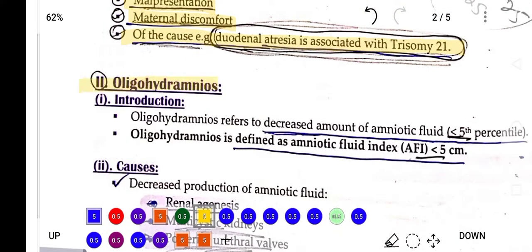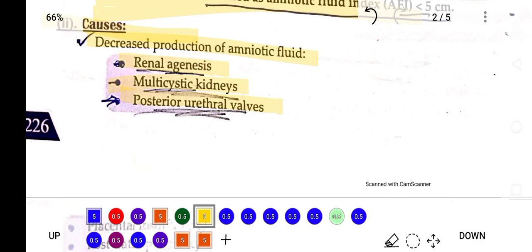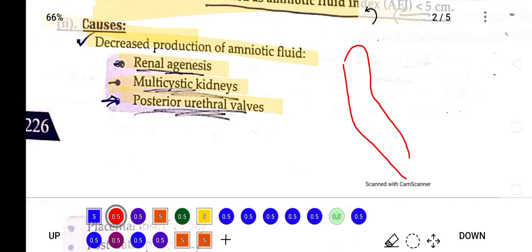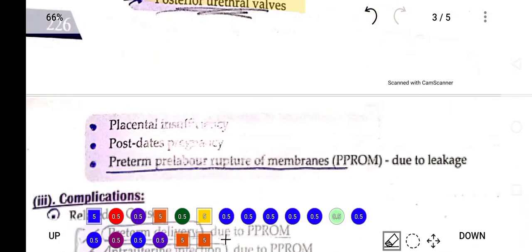Another condition is oligohydramnios, in which a decreased amount of amniotic fluid occurs, with an amniotic fluid index of less than 5 centimeters. That condition is known as oligohydramnios. The cause is decreased production of amniotic fluid because of renal agenesis, multiple cysts of the kidney, or posterior urethral valve. That's why a fetus is unable to excrete urine, and less urine will result in less fluid, and oligohydramnios occurs. So in this way this condition presents.